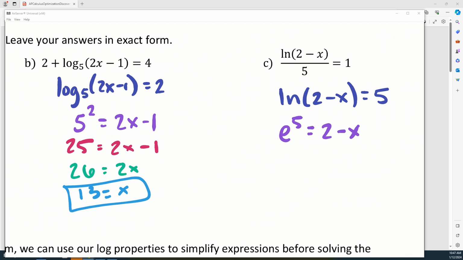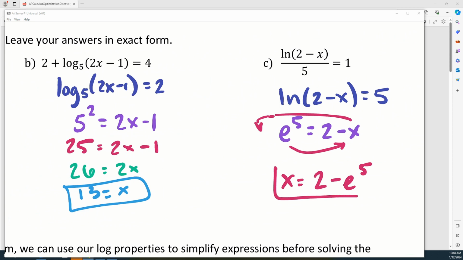All right, so I'm going to do two things at once. I'm going to move the x over here. I'm going to move the e to the 5th over there. And if you're doing this without a calculator, there's no way to figure out what e to the 5th is, because e is an irrational number that goes on forever and ever and ever. So we're just going to leave it like that. That's what exact form looks like.